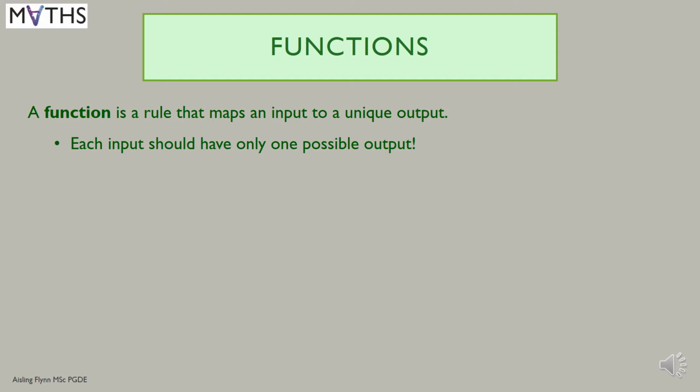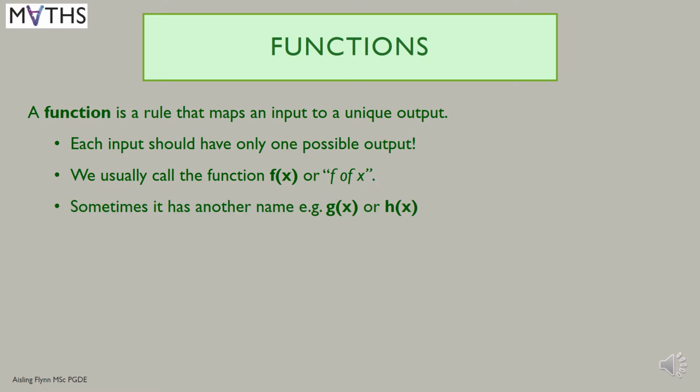So functions. What is a function? A function is a rule that maps an input to a unique output. So in the previous examples, our inputs, what we put into the calculation or into the billing machine, was how many hours. And then we got an output, which was how much should be charged. Each input should have only one possible output. We'll come back to that in a minute.